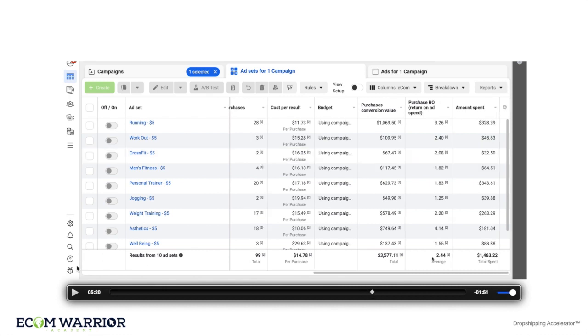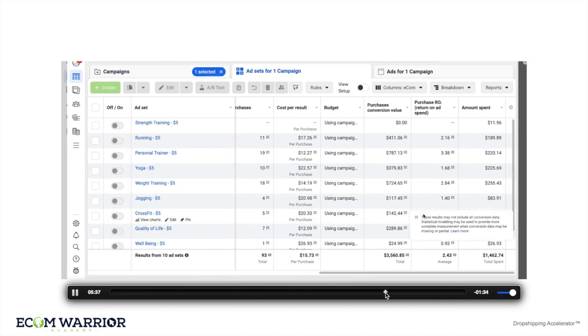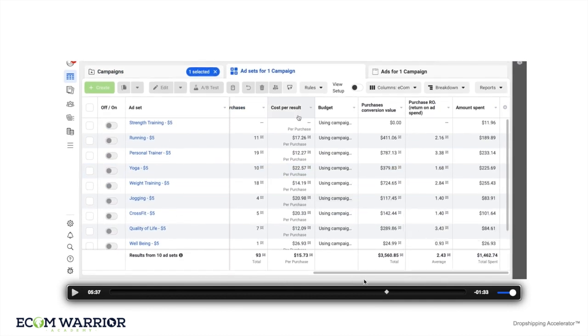What I'll do now is go into another CBO as another example. So CBO number 5, again, this one had 10 ad sets within the CBO, and you can see that it has spent $1,462 to generate $3,560 for a ROAS of 2.43. This one generated 93 sales in total, and the interests in this CBO are strength training, running, personal trainer, yoga, weight training, jogging, CrossFit, quality of life, and well-being.